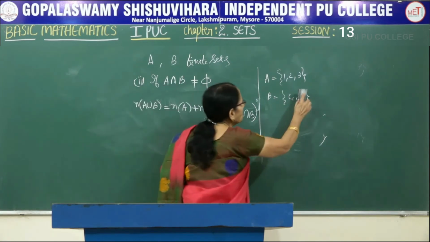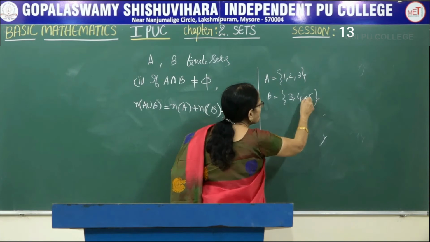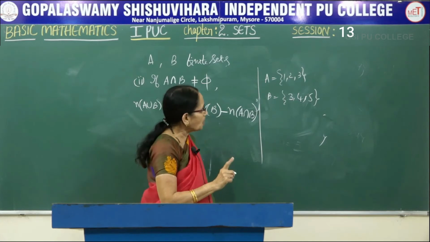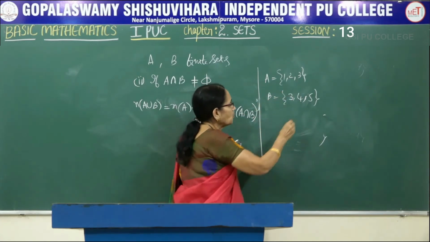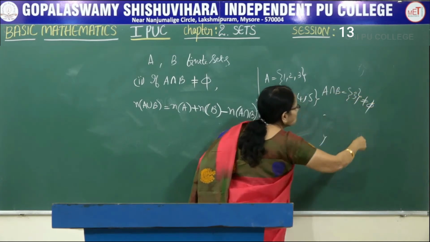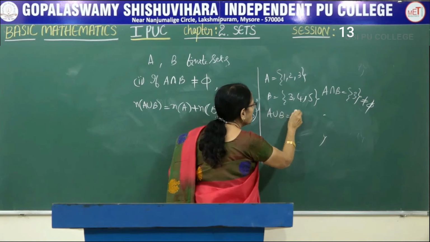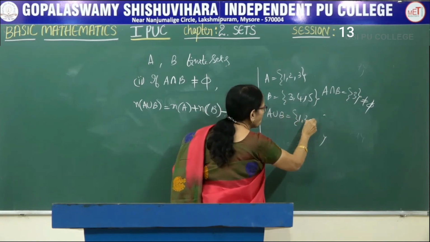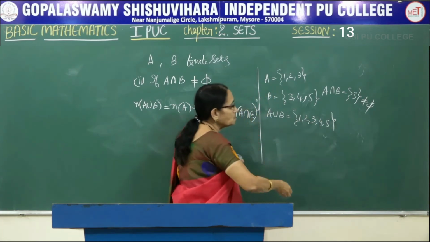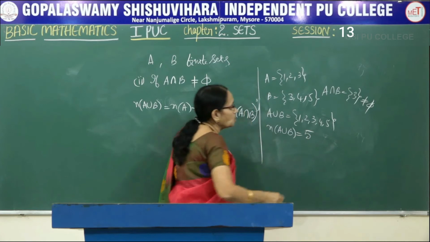I will take the same example by making a slight change. See, let A contain 1, 2, 3. Let B contain 3, 4, 5. Now you observe that 3 is a common element. Therefore, A intersection B is containing 3. Therefore, it is not a null set. Now, let me take the A union B here. What is A union B? 1, 2, 3, 4, 5. Just like the previous example. How many elements is it having? 5 elements. n(A union B) is equal to 5.